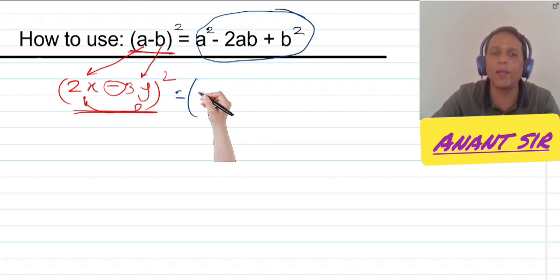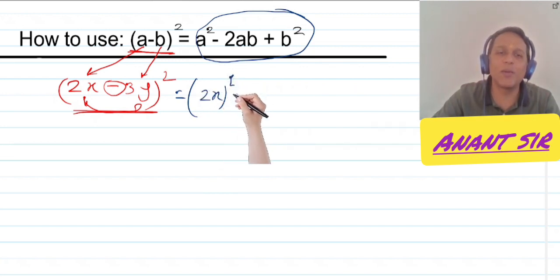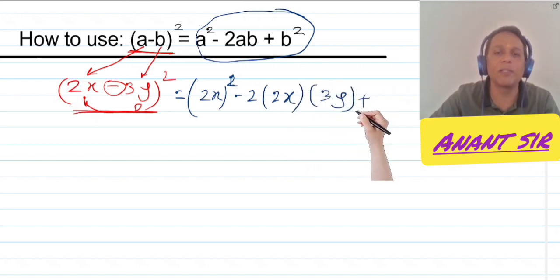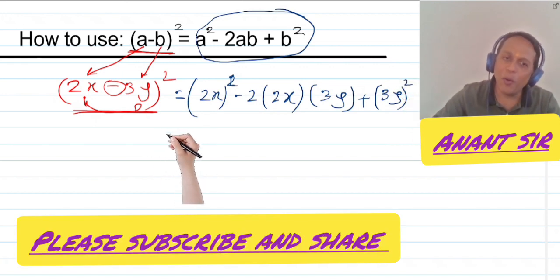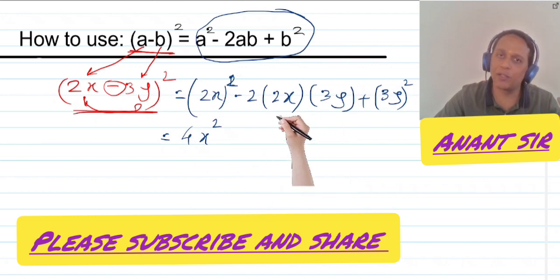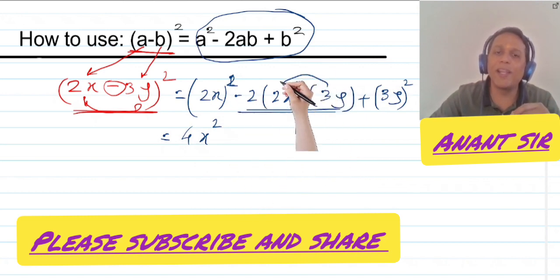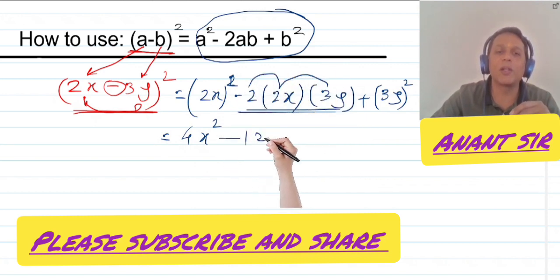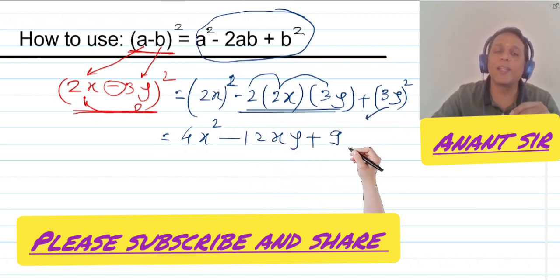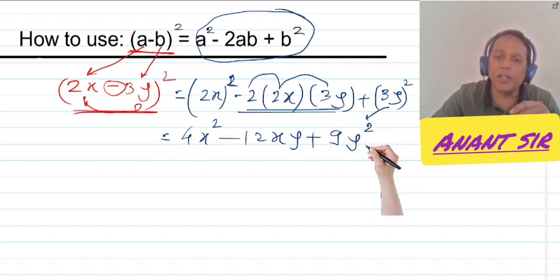a² is (2x)², minus 2 multiplied by a, the first term 2x, into b, the second term 3y, plus b², which is (3y)². Now 2 squared is 4, you have to square x also, it will be x². Minus 3 twos are 6, 6 twos are 12, x and y as it is, plus 3 squared is 9 and y² is y² as it is.